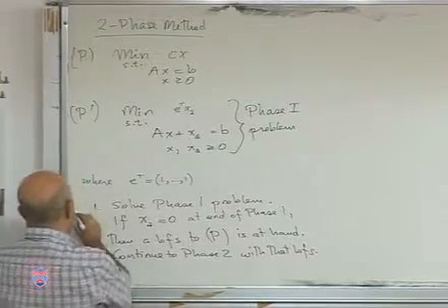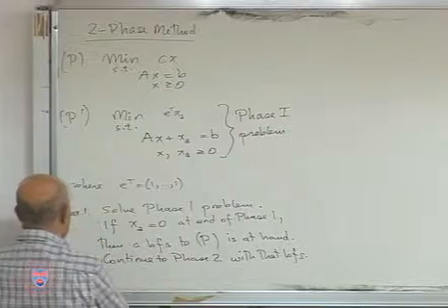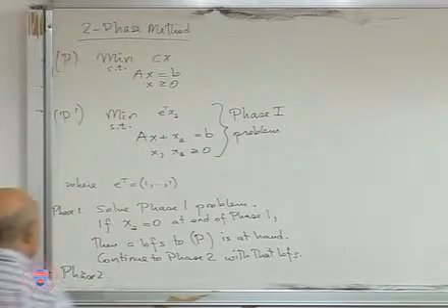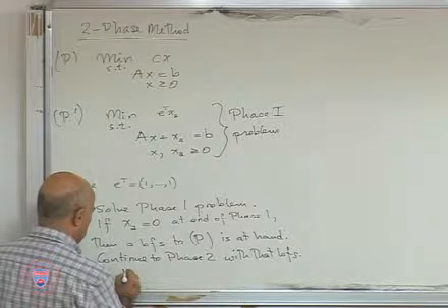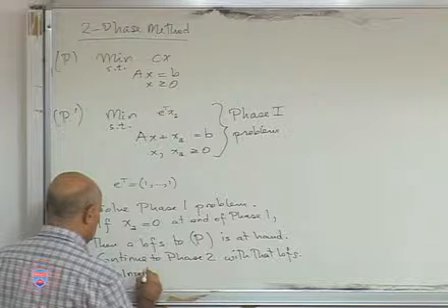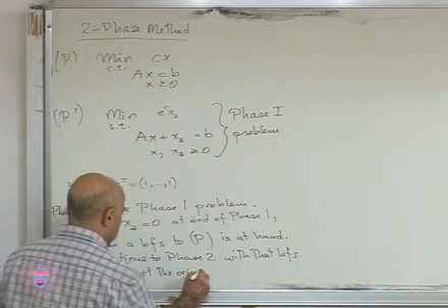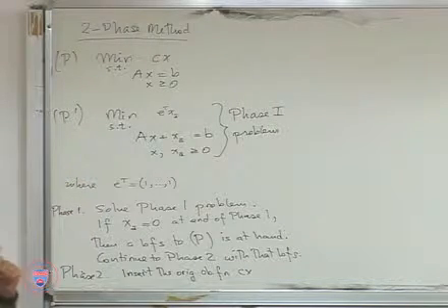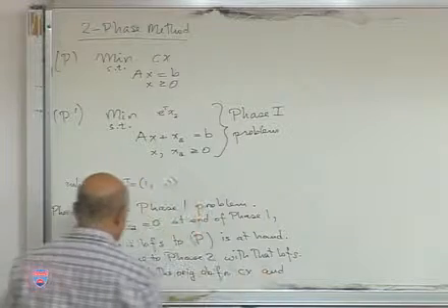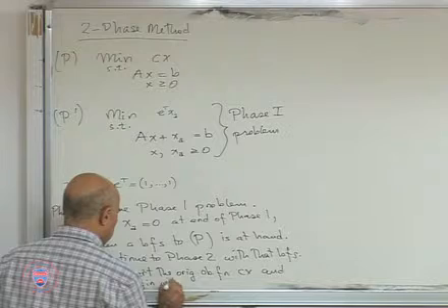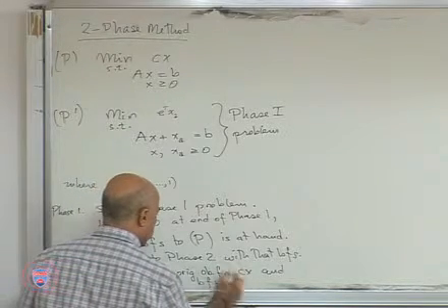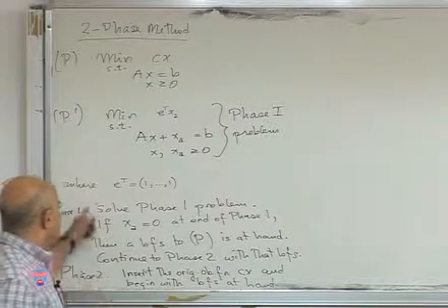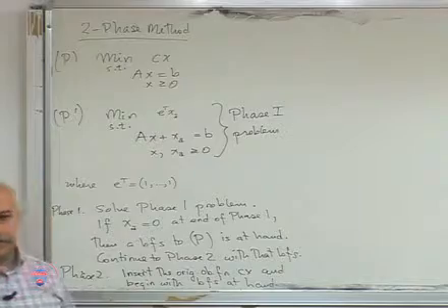And in phase 2, what we do is we insert back the original objective function Cx, with minimization or maximization, whichever one might be the case, and begin with the basic feasible solution found at the end of phase 1. That's the main idea.